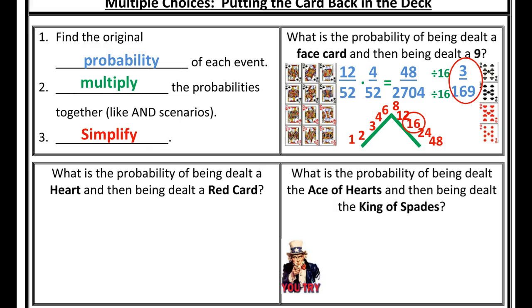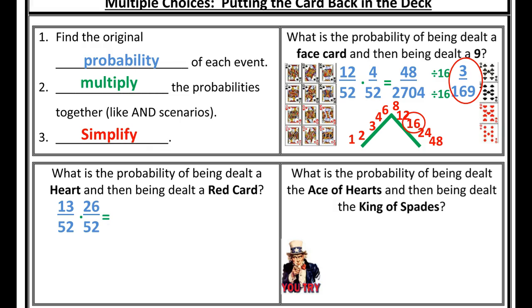In the next scenario, we want to find the probability of being dealt a heart and then being dealt a red card. Well, we know that heart is a suit. There's 13 cards in each suit because we're taking 52 divided by 4. So that's 13 in 52 total cards. There's 26 red cards because half the deck is red, half the deck is black. So there's a 26 out of 52 probability.